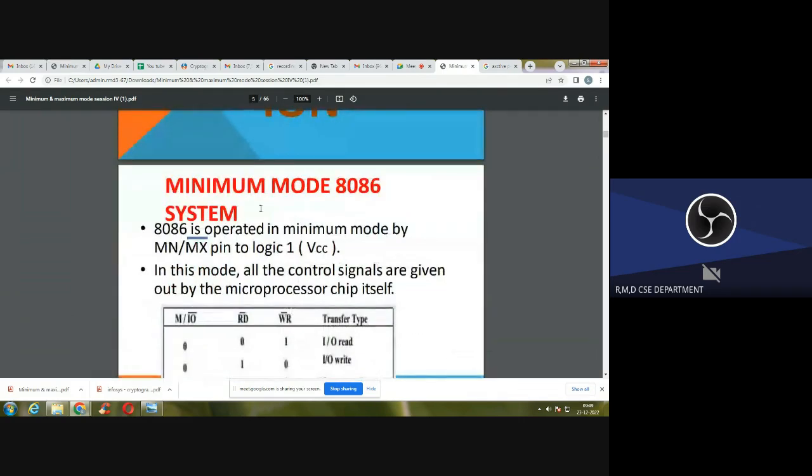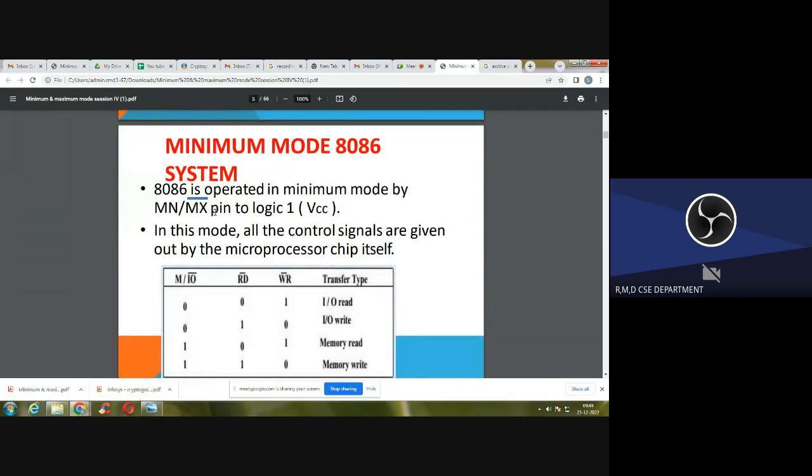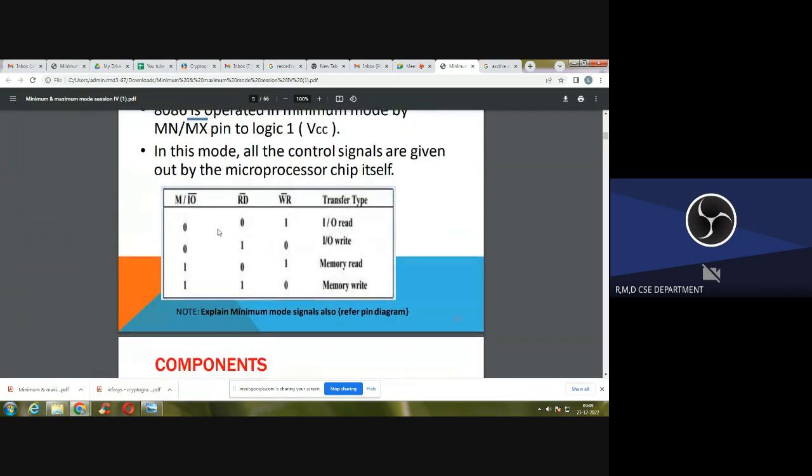The minimum mode 8086. We are going to discuss the 8086 microprocessor system. Here the 8086 operates in the minimum mode when the MN/MX pin is connected to the plus 5 volt power supply, so the logic is equal to 1. In this mode all the control signals are given out by the microprocessor chip itself, for example for the memory and IO system, read operation and write operation.